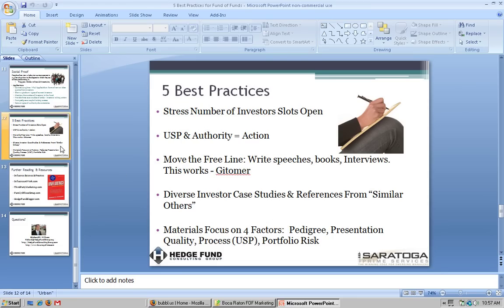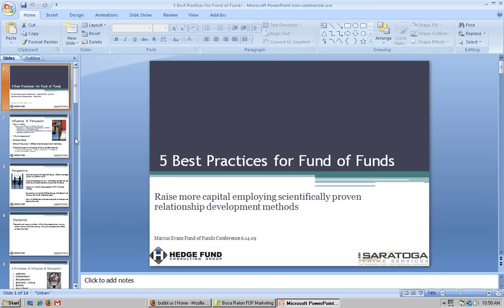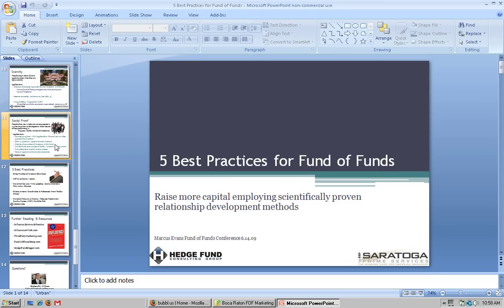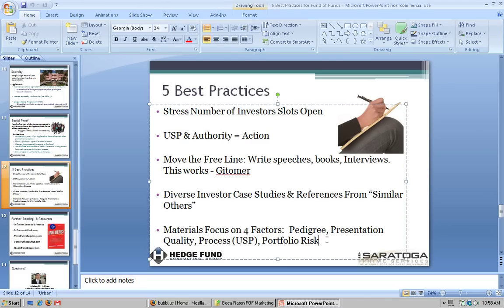I recently gave a speech in Florida on hedge fund marketing best practices. This was at the Marcus Evans conference in Boca Raton. During that speech, I went over the five best practices that hedge funds can use to market their fund. One of them is that the materials focus on the four factors of hedge fund marketing. So what I suggest is that the four most important things while marketing are, first, pedigree: building your team into a high quality, highly experienced team unique to your business process and the product you're offering.